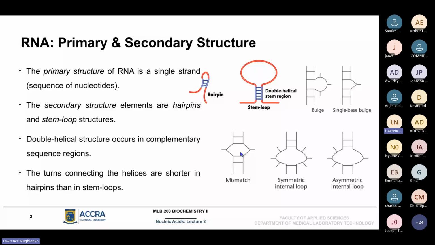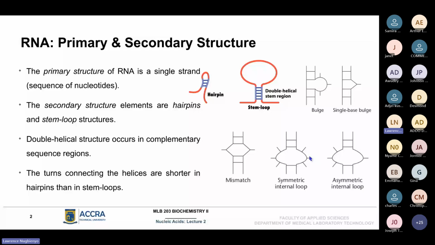If you have on one side more bases that are bulged out than the other side, so here you have 3 and here you have 1. It can happen that you have 3 here, you have 2 opposite it. Or you have 3, you have 4 opposite it. You have 2, you have 1 opposite it. All that is asymmetric because you have an unequal number of bases opposite each other that are bulging out. And so you can have these structures as the secondary structure of RNA molecules.